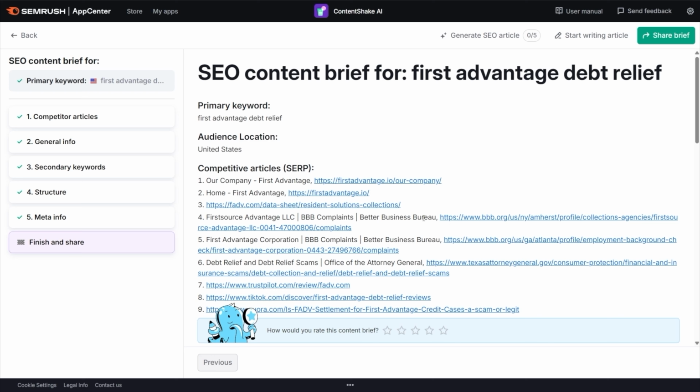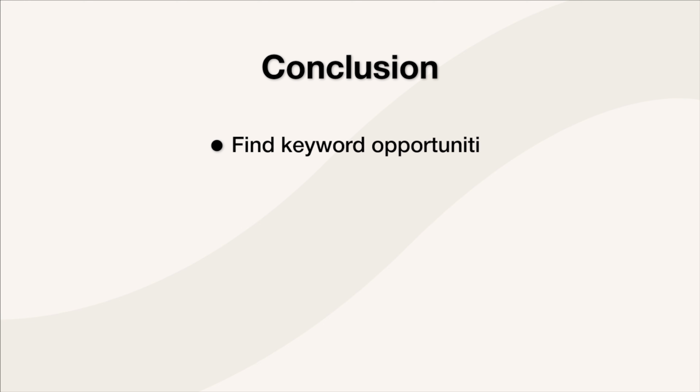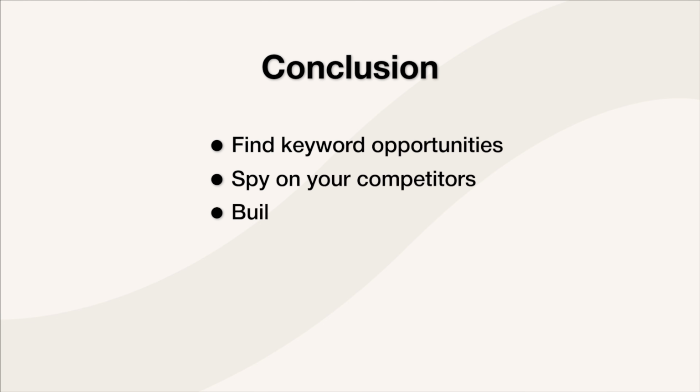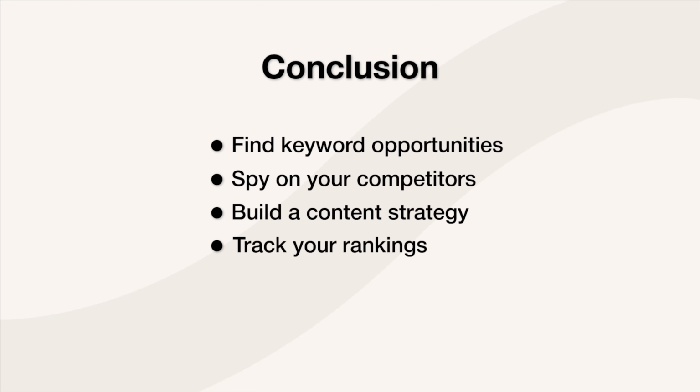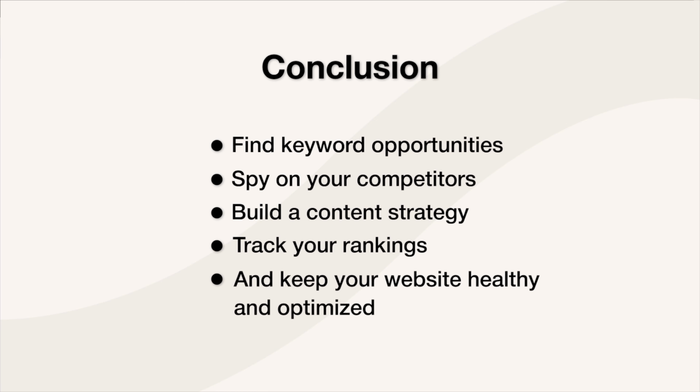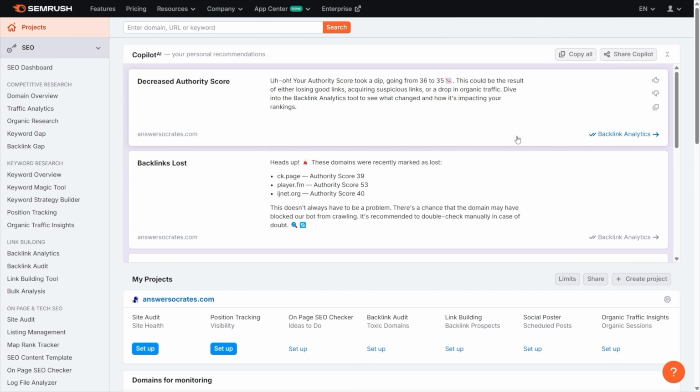If you like what the AI generates, you can use it as a starting point and tweak it. If not, you can regenerate or adjust on the fly. You can either write directly inside Semrush or export the brief to Google Docs and share it with your team or writer. Conclusion. All right, and that's how you use Semrush step by step. Find keyword opportunities, spy on your competitors, build a content strategy, track your rankings, and keep your website healthy and optimized. If you follow these steps, you will have everything you need to start driving more organic traffic to your site without wasting time on guesswork.